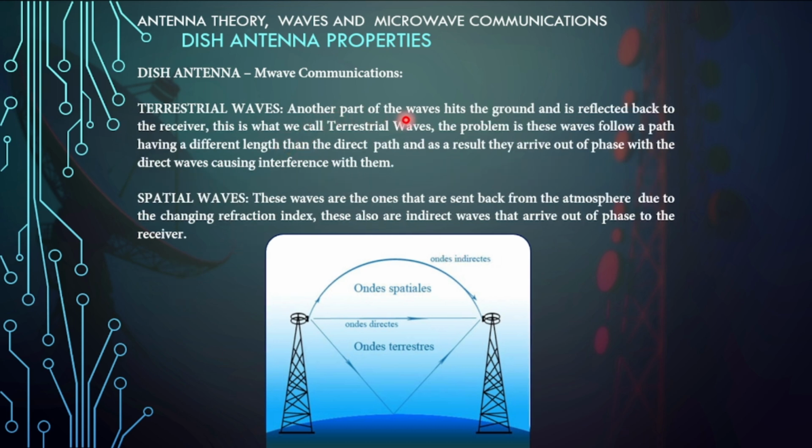Terrestrial waves: another part of the waves hits the ground and is reflected back to the receiver. This is what we call terrestrial waves. The problem is that these waves follow a path having a different length than the direct path. As a result, they arrive out of phase with the direct waves, causing interference with them.